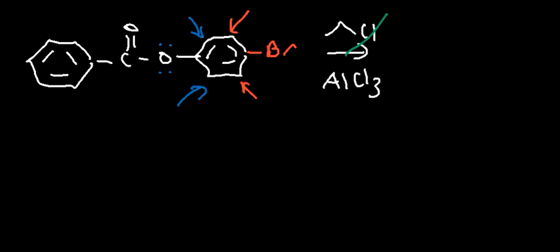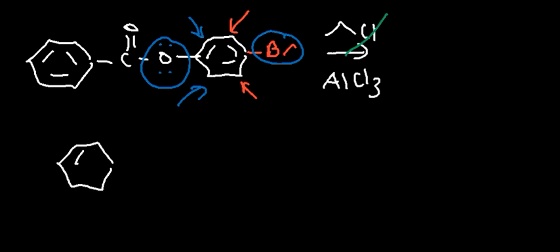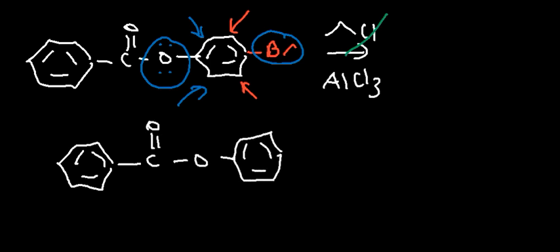So which is going to win, bromine or oxygen? Well, we need to know which of these two atoms is more activated. It turns out the oxygen. This oxygen is moderately activated, and bromine is weakly deactivated, so the oxygen has priority. So then this is going to be our product.